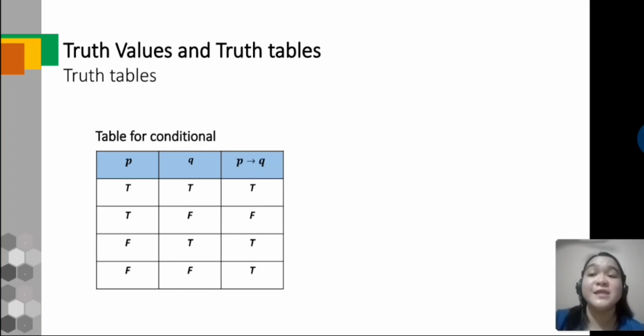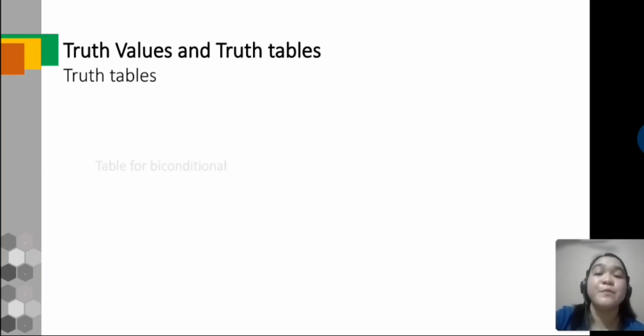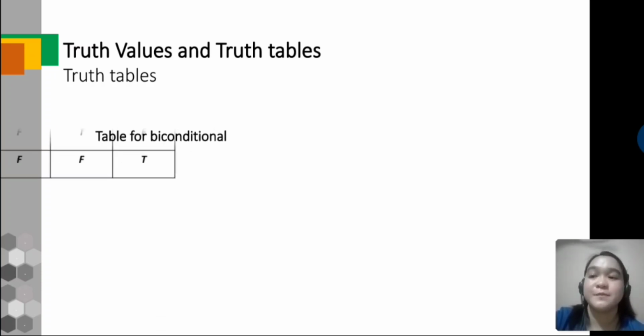Now, we see in the table that P implies Q is only false if the hypothesis is true and the conclusion is false. Otherwise, it is true. Lastly, we have the table for biconditional.